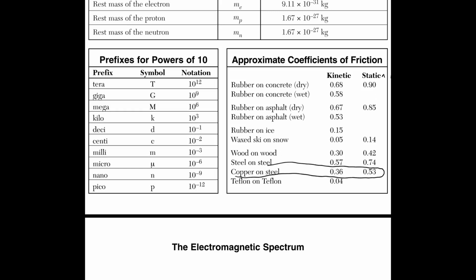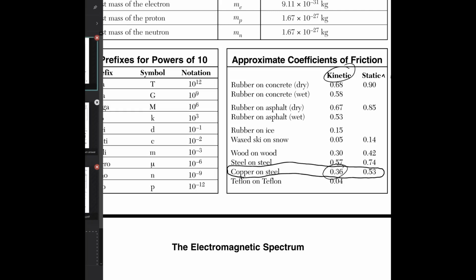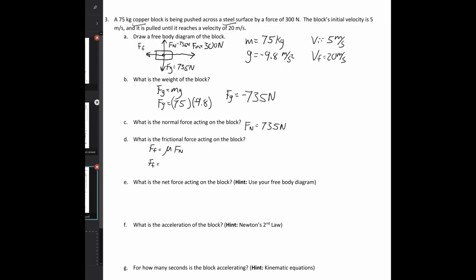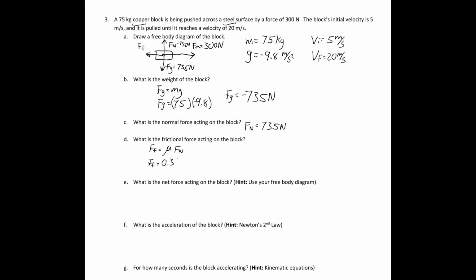Is it kinetic or is it static? Well, you have an initial velocity and it's just getting faster. You're moving. Anytime you're moving, you're sliding, it's kinetic. So we want to use 0.36, times the normal force, 735. So the frictional force is equal to, let's call it, 265 newtons.